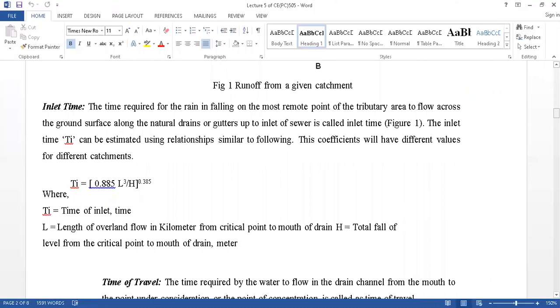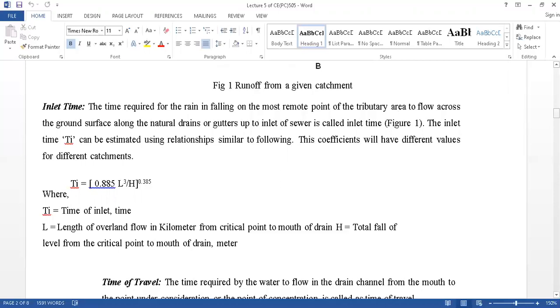So the inlet time Ti can be estimated using relationships similar to the following. These coefficients will have different values for different catchments. Now Ti, the inlet time, equals 0.885 L to the power 3 divided by H, to the power 0.385. Now what is L? What is H? L is the length of the overland flow in kilometer from the critical point to the mouth of the drain, as I have shown in the figure, from the critical point to the point A.